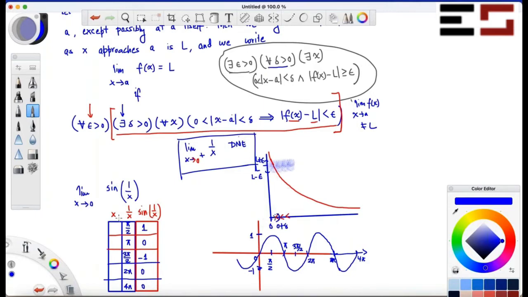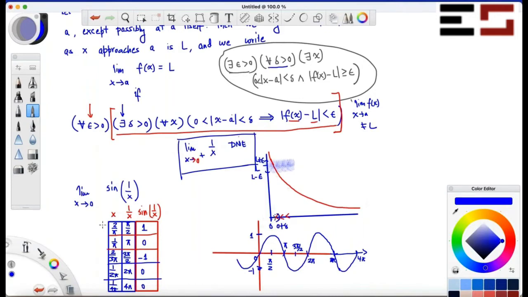Now I'm going to plot x against sine 1 by x, because that's the function that I need. I don't want 1 by x against sine 1 by x. So I'm going to convert this 1 by x into x. If this is 1 by x, then x must be 2 by pi. If this is 1 by x, then x must be 1 by pi. This is 2 by 3 pi. This is 1 by 2 pi. And this is 1 by 4 pi, and then we can continue.